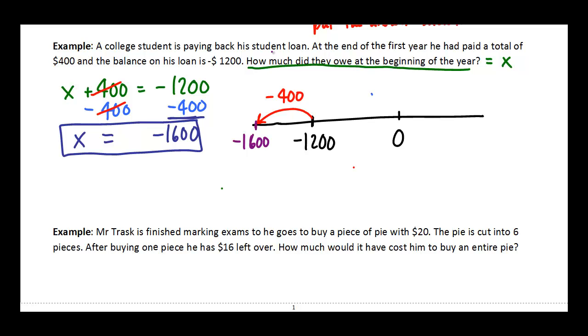It's a bigger negative number, so we can be pretty confident that this is our correct answer. Just because you get negative signs in your problems doesn't mean that there's necessarily something going wrong.